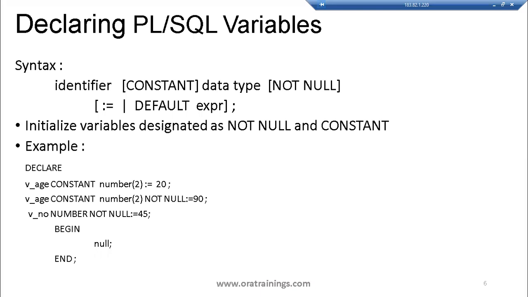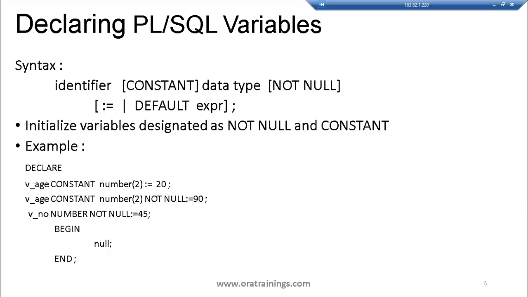Whatever you have in square brackets is not mandatory, remaining all mandatory. So first thing is identifier followed by data type. This is a very simple declaration. Other one is identifier, you can mention constant, you can mention data type, you can mention not null, or you can also assign the value to the variable during declaration itself.